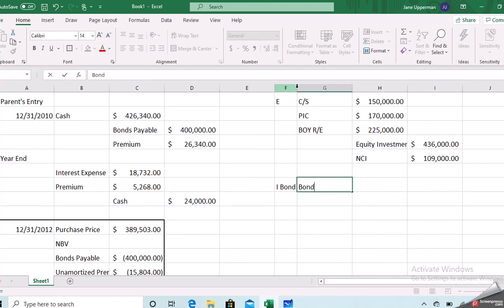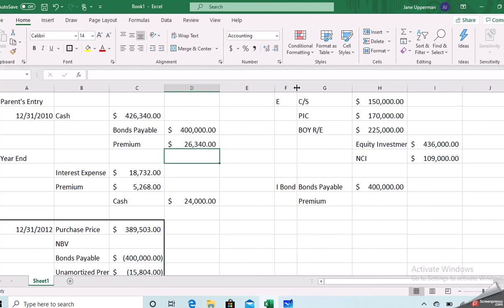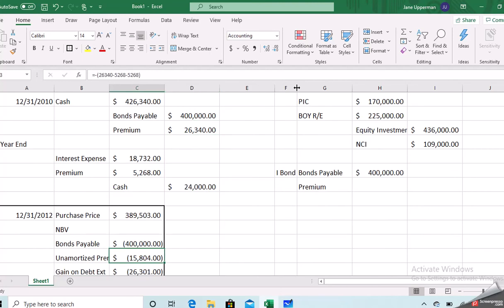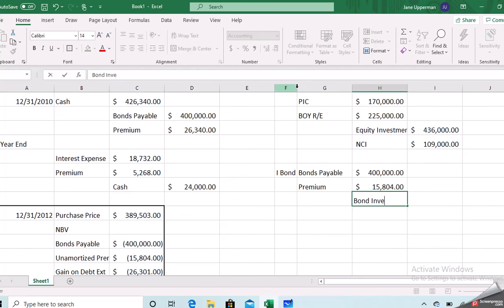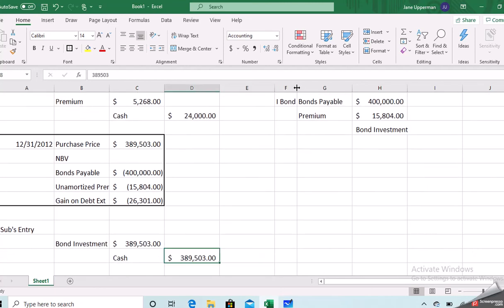But at my beginning of the year balance, so I'm going to debit my bonds payable for $400,000. I'm going to debit my premium. Now I'm not going to go back up to this value here because that was the start. I'm going to look down here in my little box. My unamortized premium is $15,804. Then I'm going to credit my bond investment. If I look down at what my sub has on their books, they have $389,503.